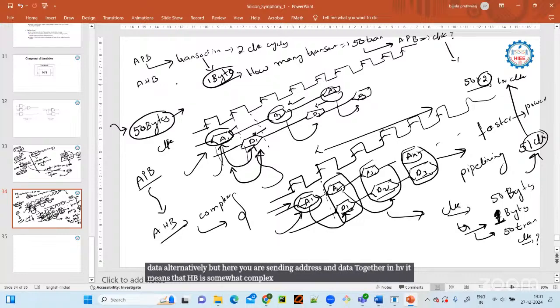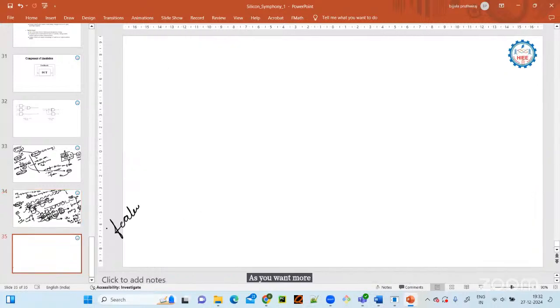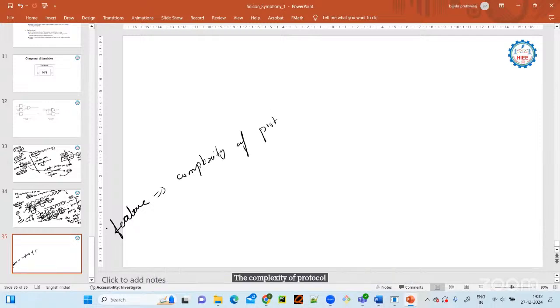So the complexity increases. It means that as you want more features, then what happens? The complexity of the protocol increases. Okay, the complexity of the protocol will increase like anything. Hope it made some sense to you all.